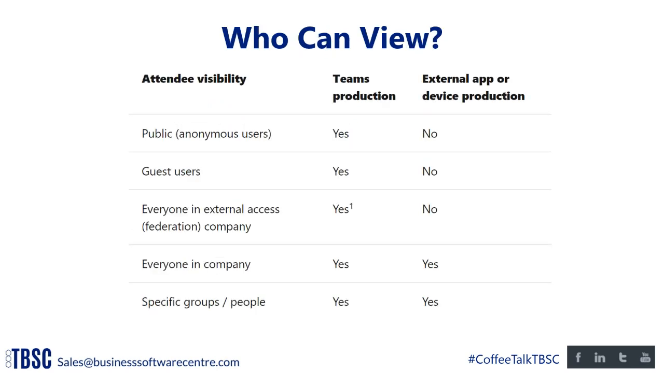Now, who can view? I mentioned this before, but it's better to recap just so you can get a better understanding. You can have guest users, you can have anonymous users, you can have people external from your company, everyone in your company, or you can target it to only specific groups of people. Now, all of this you're able to decide and determine whenever you create the actual Teams live event meeting. They give you several different options. You just mark the boxes that you would like.